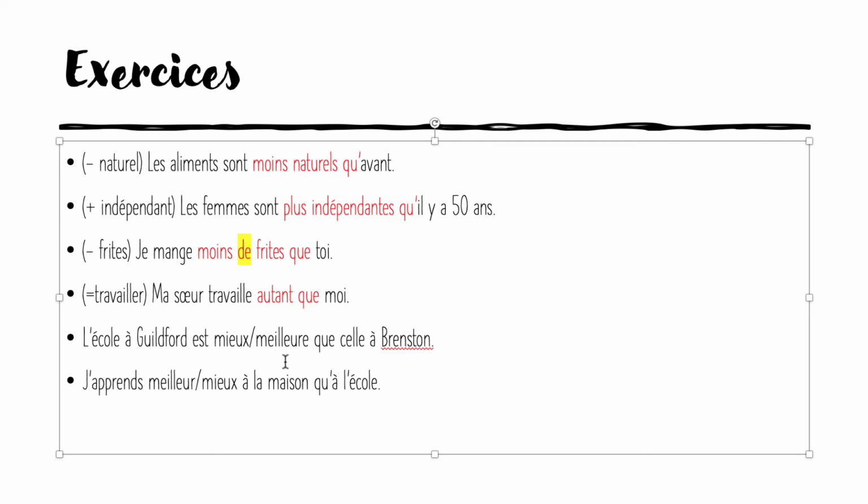Now, first question that you want to ask yourself is, what are you comparing? Are you comparing an adjective? Are you comparing a verb, or are you comparing a noun? You're comparing a noun because l'école is a noun. Okay, so that would be meilleur. J'apprends meilleur, mieux à la maison qu'à l'école. Again here, are you comparing a noun or are you comparing a verb? You're comparing a verb. It's the way you learn that you're comparing, so it's going to be mieux.